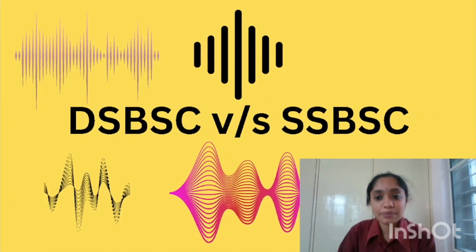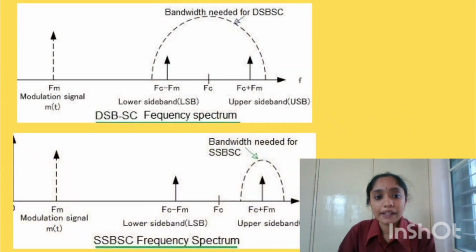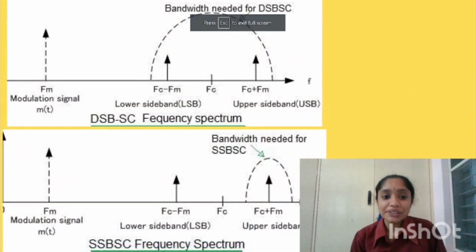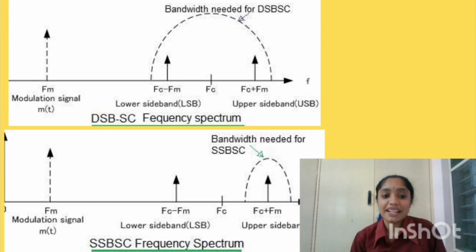DSBSC versus SSBSC. This is the representation of DSBSC frequency spectrum and SSBSC frequency spectrum. DSBSC frequency spectrum contains two sidebands, lower sideband and upper sideband, represented by FC minus FM and FC plus FM respectively. Two sidebands are transmitted without the carrier frequency. In single sideband frequency spectrum, only one of the sidebands, either lower or upper sideband, is transmitted without the carrier frequency.